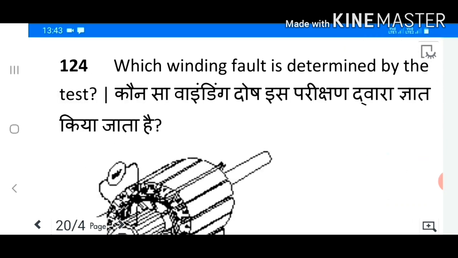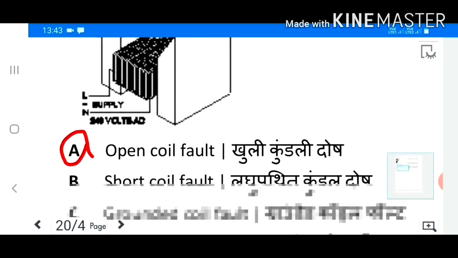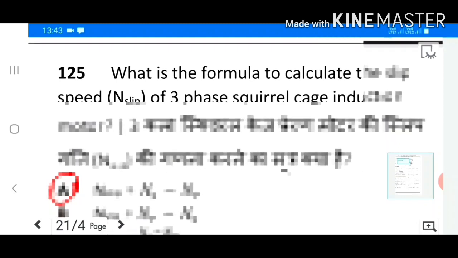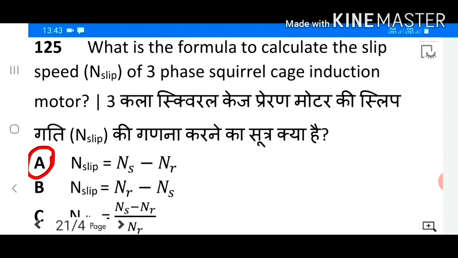124. Which winding fault is determined by the test? Answer A. Open coil fault. 125. What is the formula to calculate the slip speed of three-phase squirrel cage induction motor? Answer A. N slip equal to Ns minus Nr.